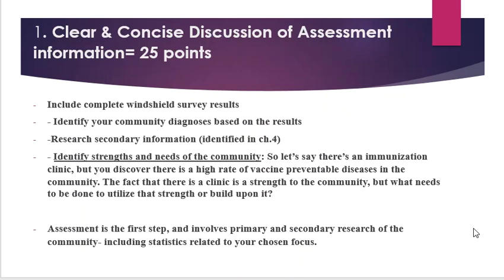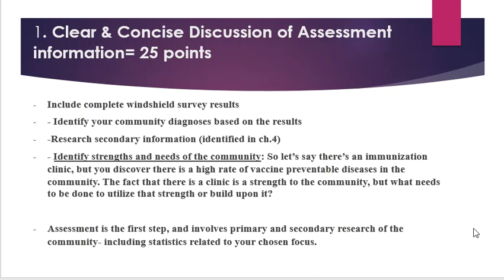All right, the first section on your rubric requires a clear and concise discussion of assessment information, and that is a large part of the points. That would include the complete windshield survey results, identifying your community in that. Make sure we know what community you're looking at. Identify your community diagnoses based on your results. So if you found that there was a need for some safety issue, then focus on that, and write down what you saw as the needs of the community.